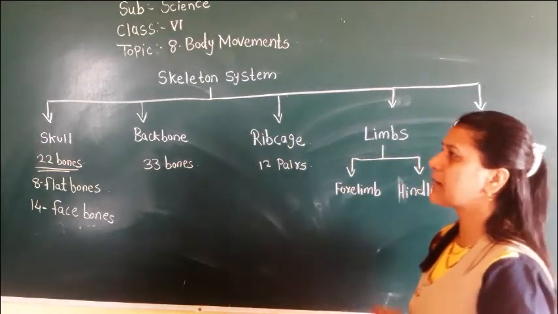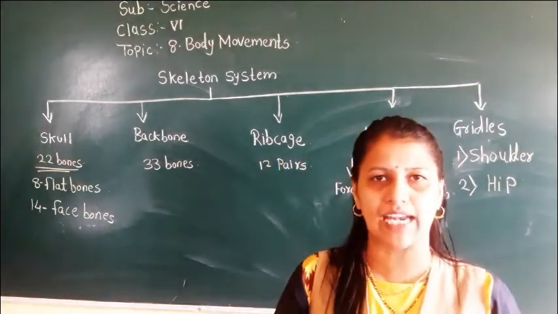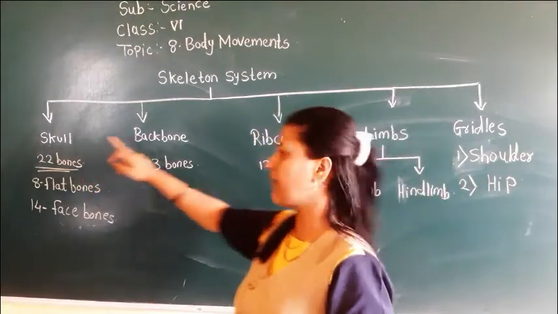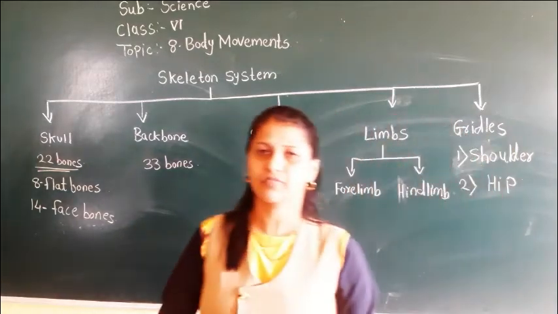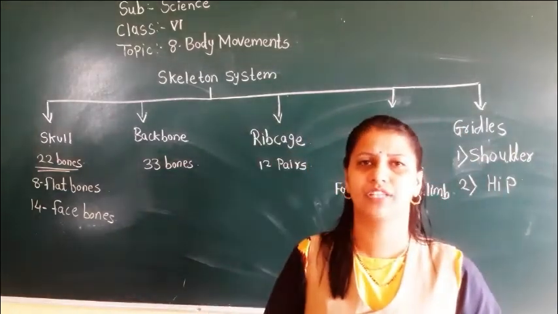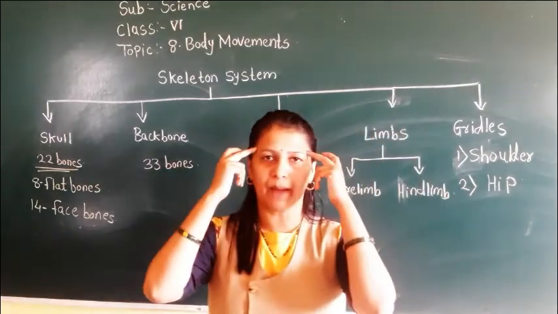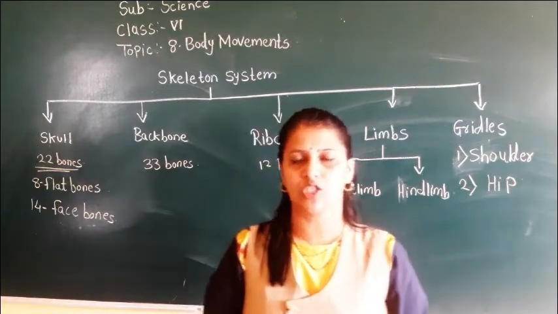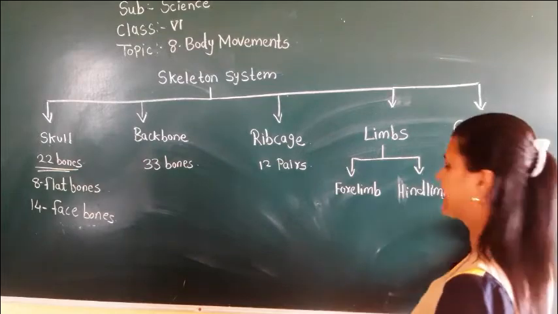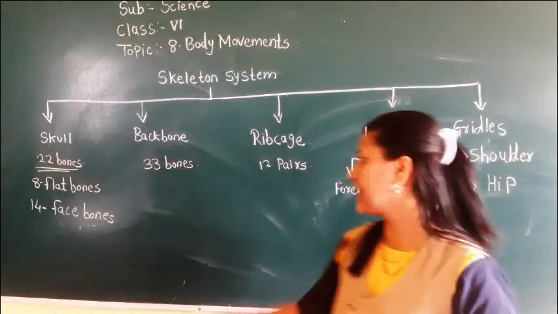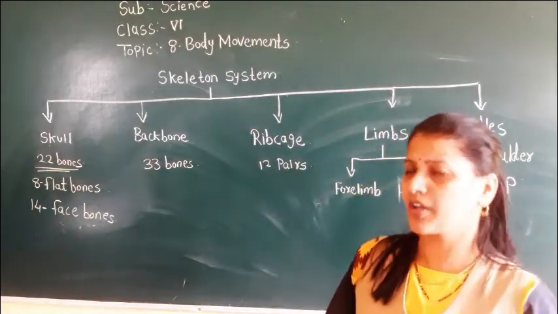So let's discuss the parts of the skeletal system. There are mainly 5 parts of the skeletal system: skull, backbone, rib cage, limbs and girdles. The skull is the upper part of our body. In class 5 we have already discussed them, so let's discuss them in more detail.